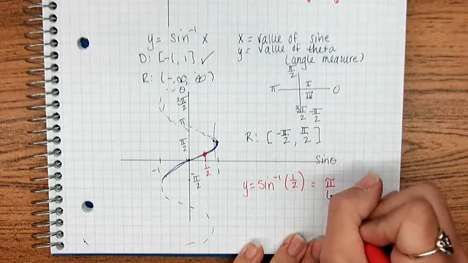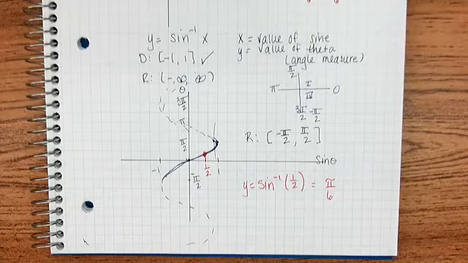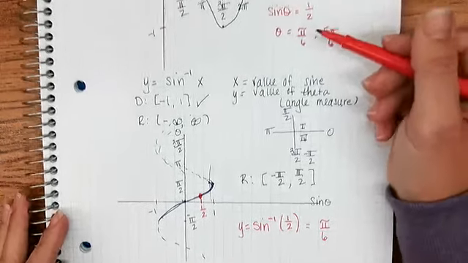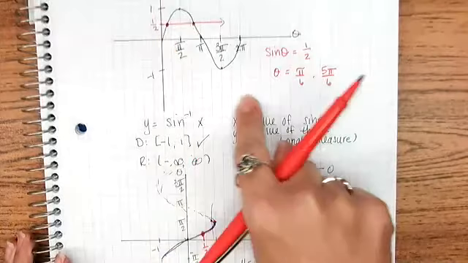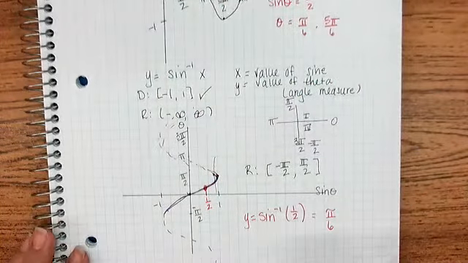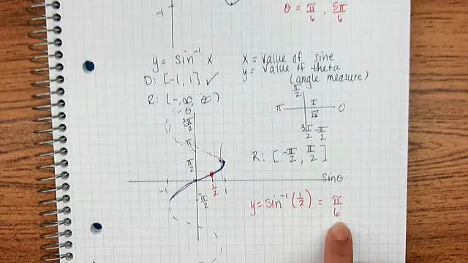5 pi over 6 falls outside of the range. It's just pi over 6. The notation matters. So when I'm giving you that the sine of theta is a half, you're solving for theta using the sine curve. When you are given inverse notation and you are given the value of the sine, there's only one answer because you are evaluating the inverse sine curve.